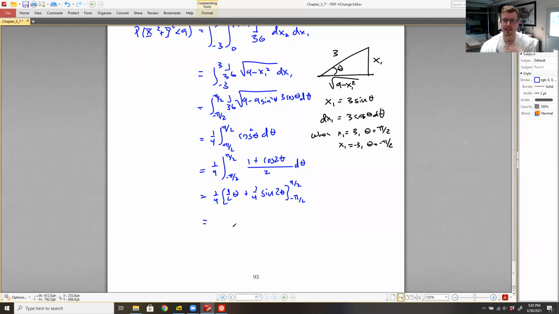All right, from there I can evaluate this as 1/4 times, let's see here, pi over 2 times 1/2 is pi over 4. Sine of 2 times pi over 2 is sine of pi, which is 0, so plus 0. And then minus, plug in negative pi over 2, so negative pi over 4. And then minus 0. Pi over 4 plus pi over 4 is pi over 2. 1/4 of pi over 2 is pi over 8.